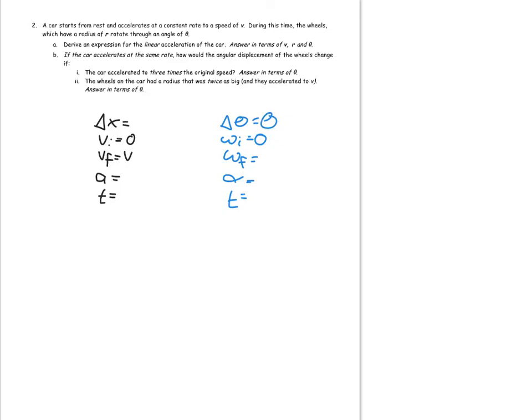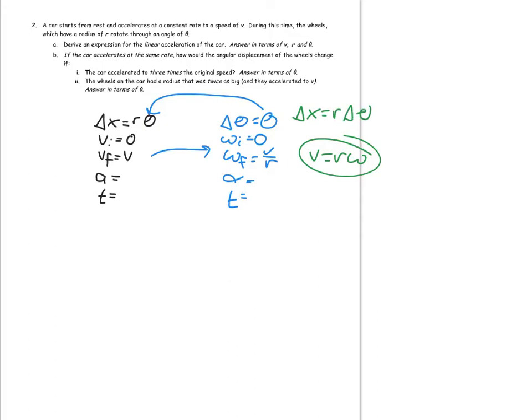So we have two options, okay? We can either say that this final angular velocity is going to be equal to v over r, and that just comes from the fact that v equals r omega, or we could say that our linear displacement is just going to be equal to r theta, and that comes from the fact that delta x equals r delta theta. Either one will work. I'm ultimately going to use my linear quantities though, because I'm looking for my linear acceleration, so I'm just going to go ahead and stick with those. But you obviously could find your angular acceleration and then convert.